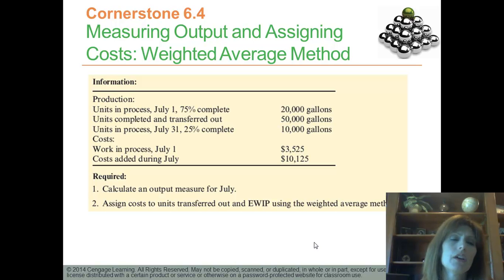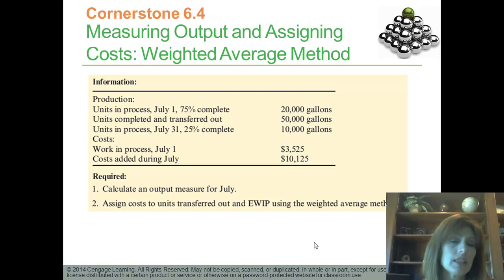Then during the period, we completed and transferred out 50,000 gallons. At the end of the period, so our ending process, or July 31st, we had 10,000 gallons that were 25% complete. And there's our costs, okay? So we have to figure out how to treat this cost information. We're going to use the weighted average method. Again, don't get too hung up on it.